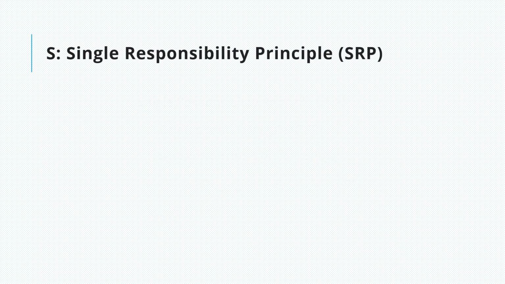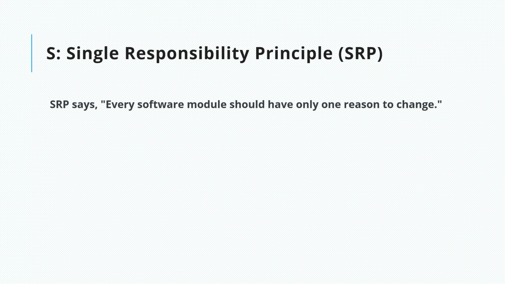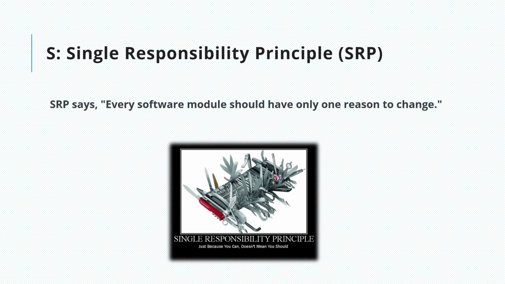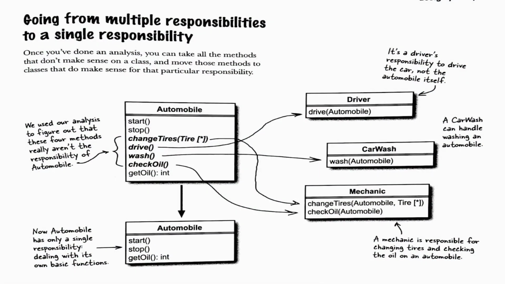Single Responsibility Principle. SRP says every software module should have only one reason to change. This means that every class or similar structure in your code should have only one job. Everything in that class should be related to a single purpose. It does not mean that your classes should only contain one method or property. There may be many members as long as they relate to a single responsibility.